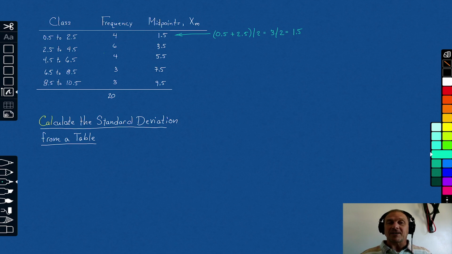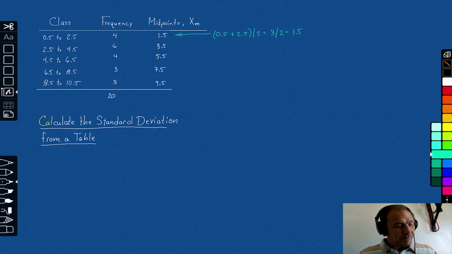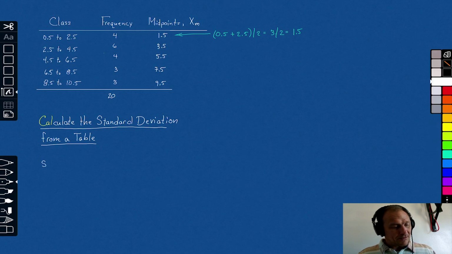So let's calculate the standard deviation. This will definitely be s squared, a sample, because there's no way to have all possible digits from pi. So remember that s squared is the variance. We'll first calculate the variance and then take the square root to get the standard deviation.